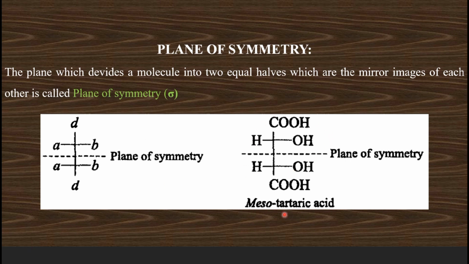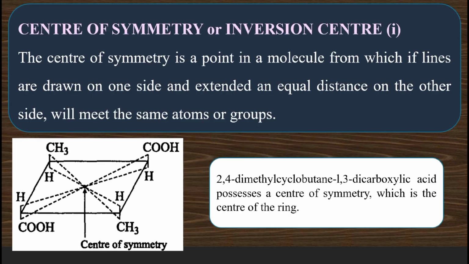So just look at this mesotartaric acid molecule. This has a plane of symmetry. This has an imaginary plane here which can divide the molecule into two equal halves, and these two halves are the mirror images of each other, and this imaginary plane is called plane of symmetry.